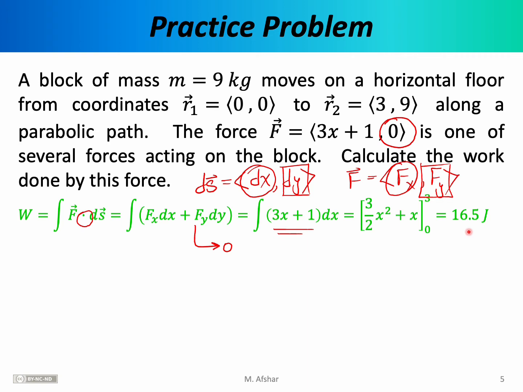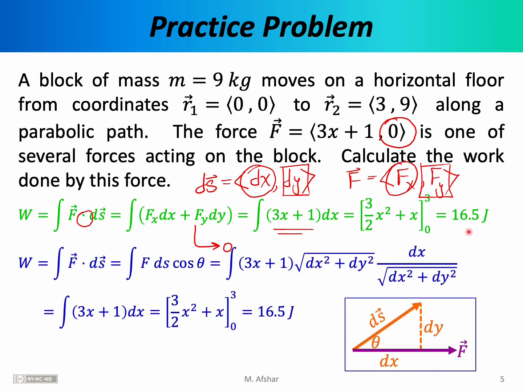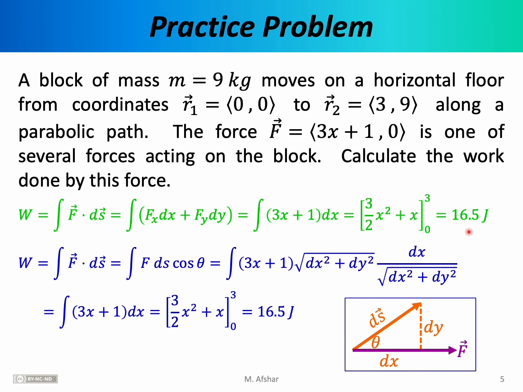This is probably the easiest way of doing this problem, but you should know that there is another way of doing this problem. Remember that there are two ways to evaluate the dot product. There is the component definition, but there's also the magnitude definition, and it might be instructive to see this alternative calculation. Here we're going to use the fact that the dot product of f and ds is simply the magnitude of f and the magnitude of ds times cosine of the angle between these two vectors.